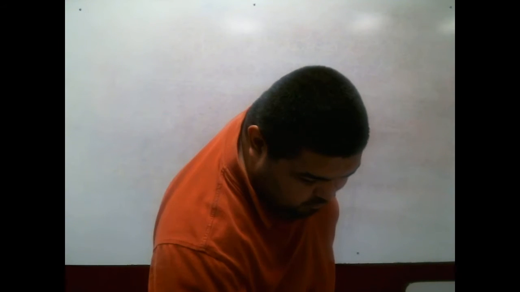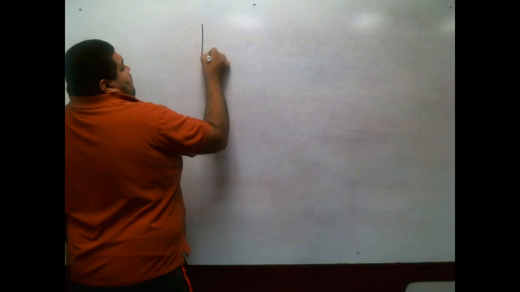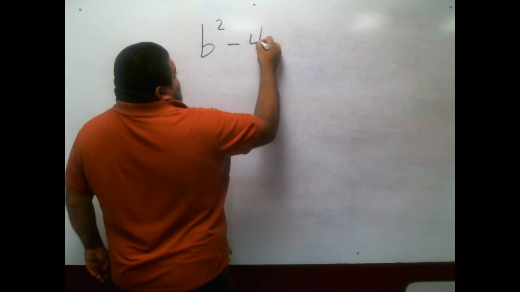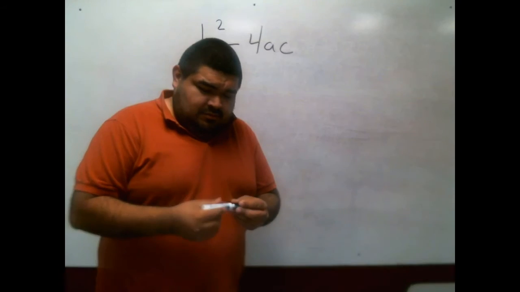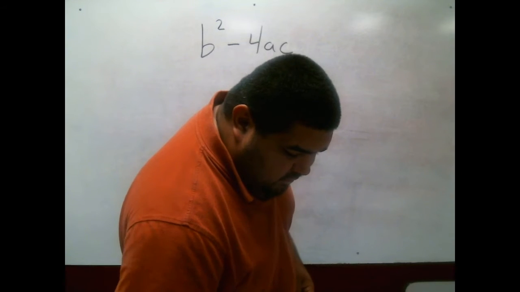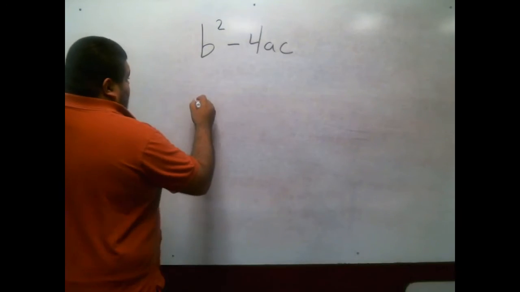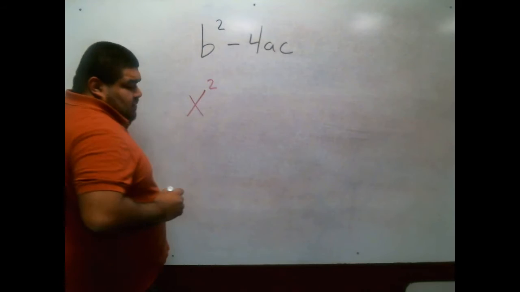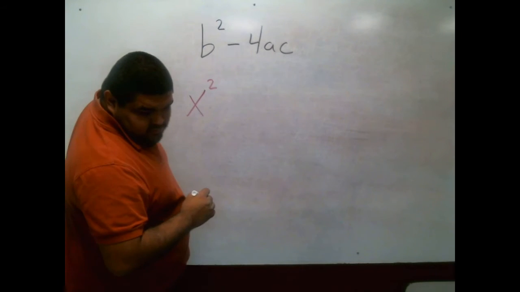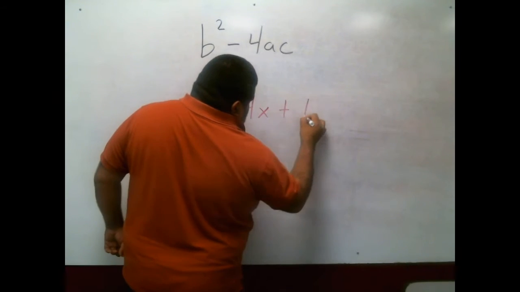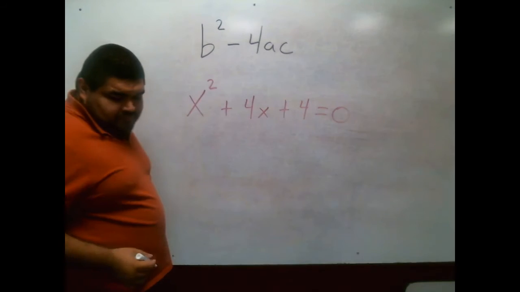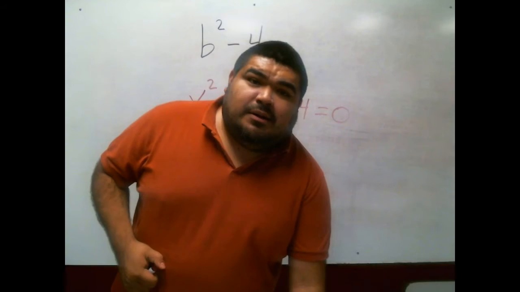So today we were only going to work with the discriminant, right? Which was b squared minus 4ac. Now it looks a little more simple. The problem we're going to deal with today is x squared plus 4x plus 4 equals 0. That's the example for today.